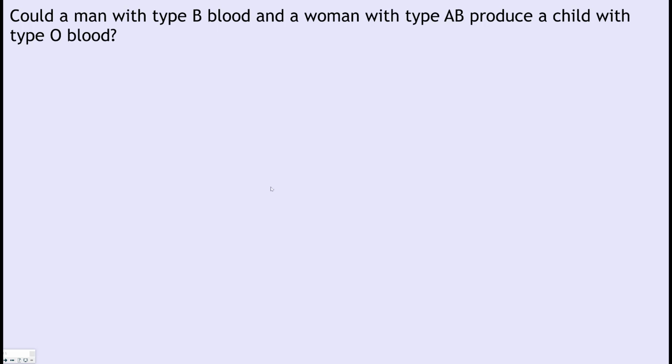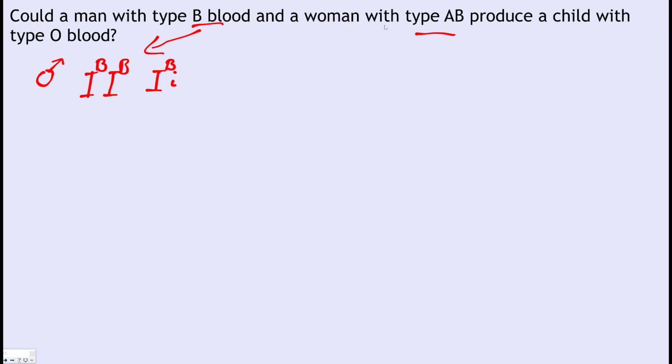The question here is, could a man with type B blood and a woman with type AB blood produce a child with type O blood? This is a very common question. So let's look at all the genotypes for type B blood first. For the man, here's my man's genotype. Type B blood is an uppercase B, so it could be homozygous dominant, such as this, or it could be heterozygous, which looks like this.